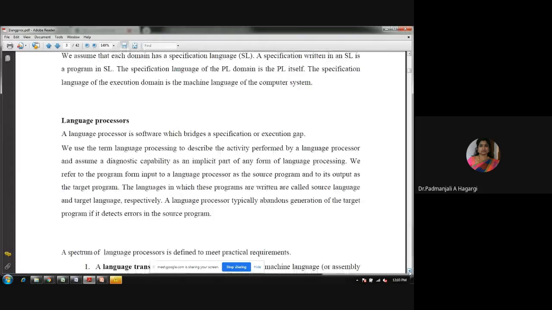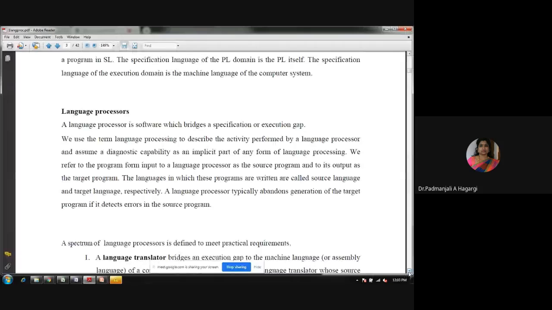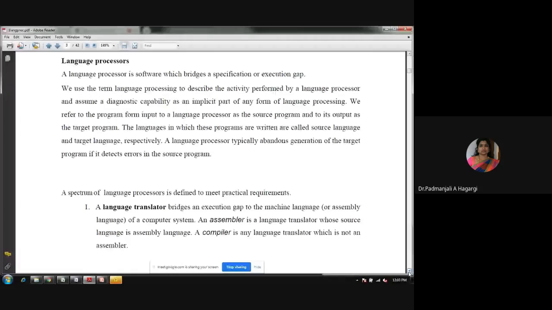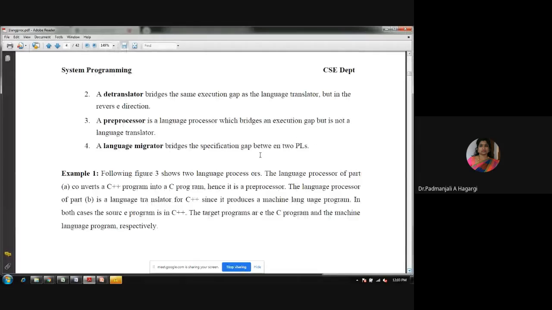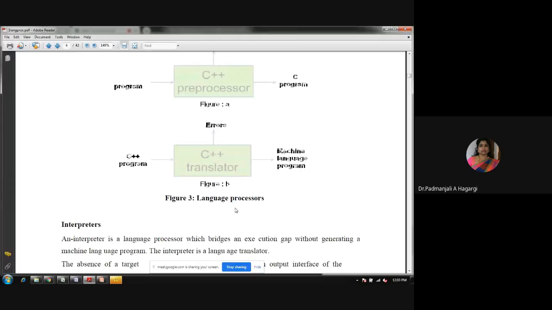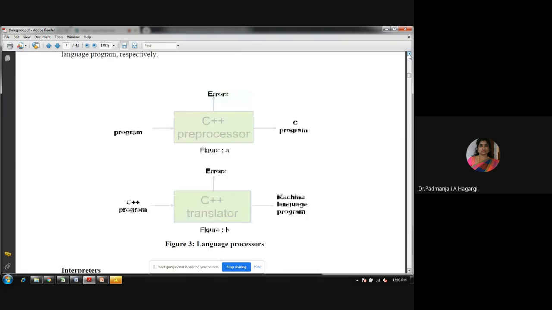So here is the spectrum of language processors to meet the practical requirements: we have language translators, and we also have preprocessors. The example is C++. C++ itself is called a preprocessor, and C++ is also called a translator. Why a preprocessor here?